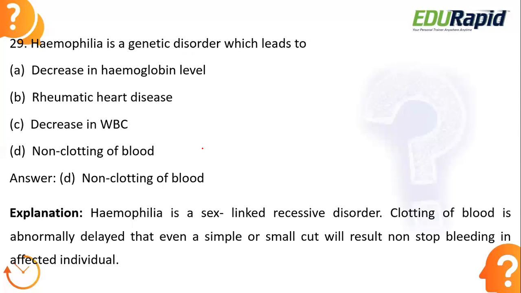When we were discussing the previous question, Tay-Sachs disease is a sex-linked hereditary disorder. Similarly here, hemophilia is also a genetic disorder, which is completely related to non-clotting of the blood. When a person suffers from hemophilia, the clotting of the blood is completely delayed, very abnormally delayed. It will not get clotted as in the case of normal people.